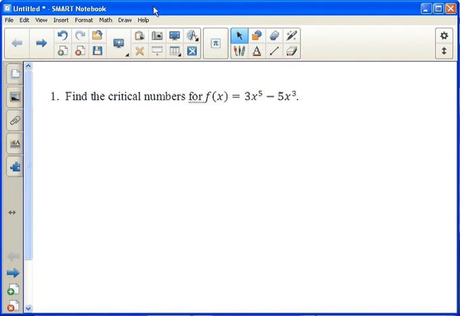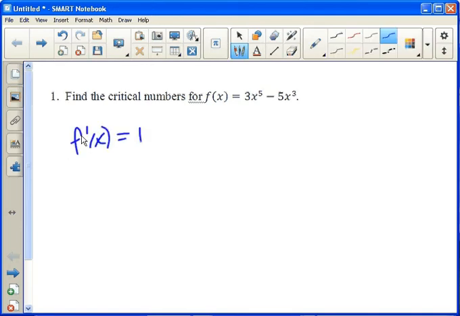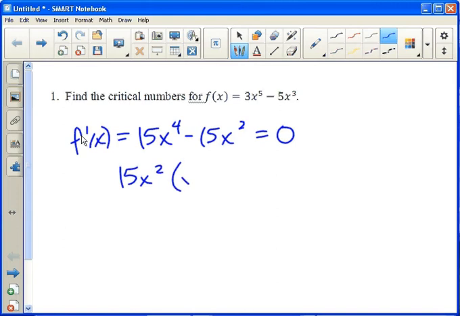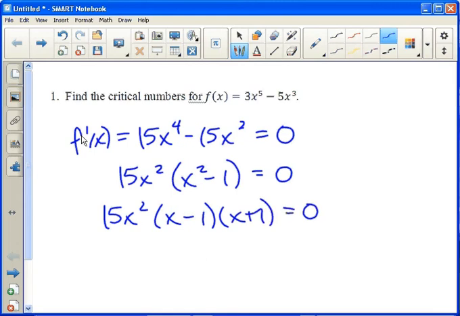cubed. Critical numbers are where the derivative equals 0 or does not exist. So we need to take the derivative, set it equal to 0. Look at what they have in common, which would be 15x squared, and factor as far as we can. So x squared minus 1 becomes x minus 1, x plus 1, giving us three critical numbers, 0, 1, and negative 1.